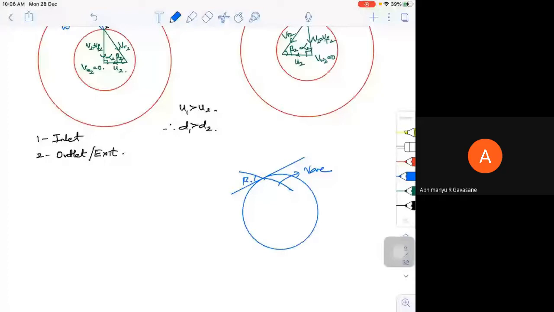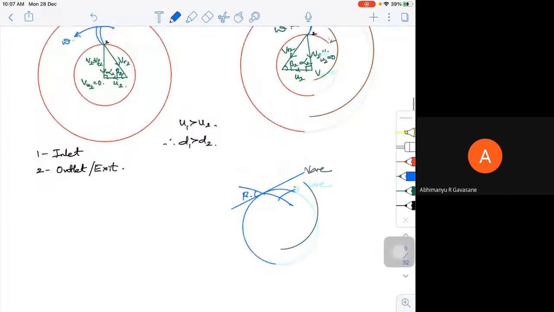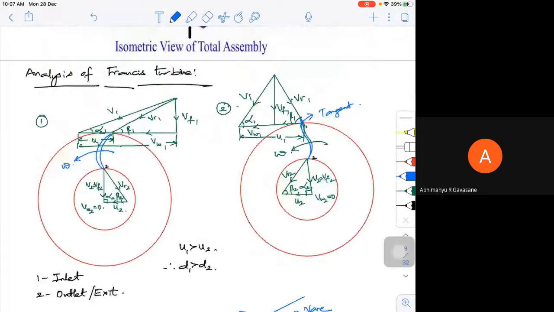So this is how it works. You have a tangent to your blades, and your blade angles are measured with respect to the tangent. Even though I have a twisted blade, I measure the blade angle beta 1 with respect to that particular tangent. I may have a tangent like this, and it is measured with respect to that tangent.